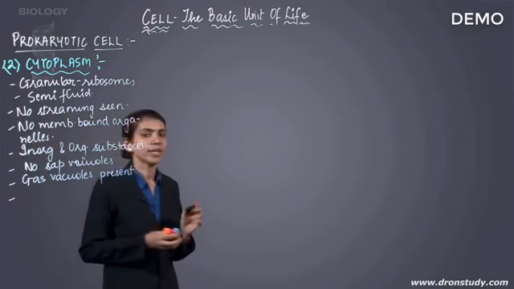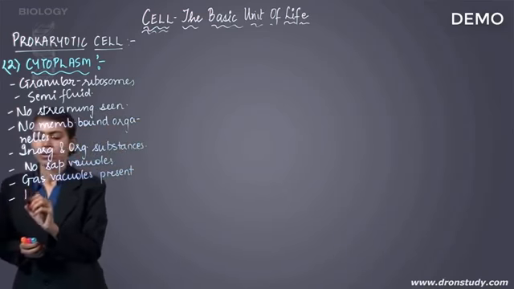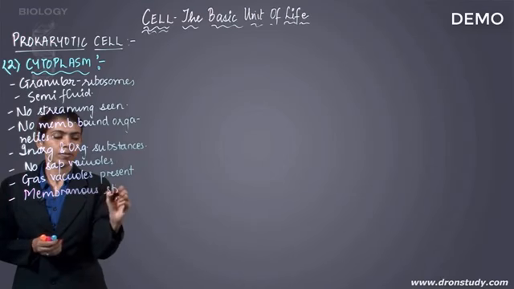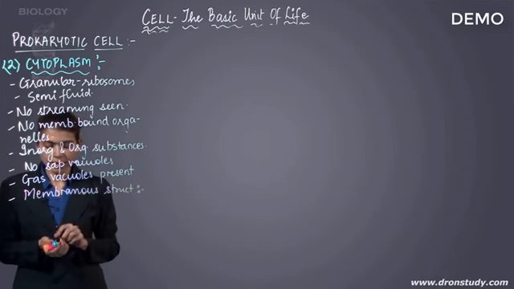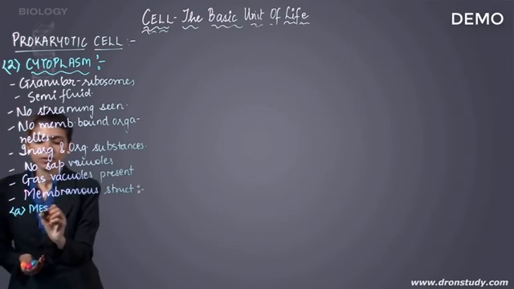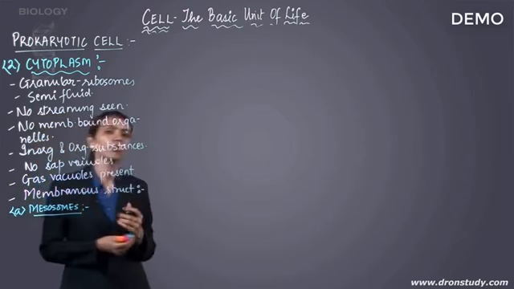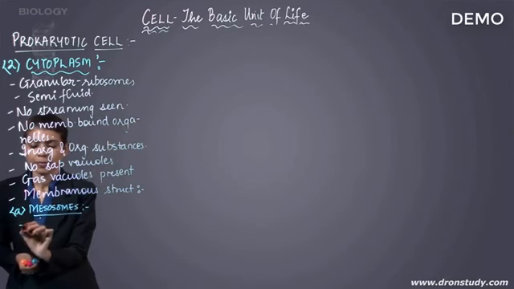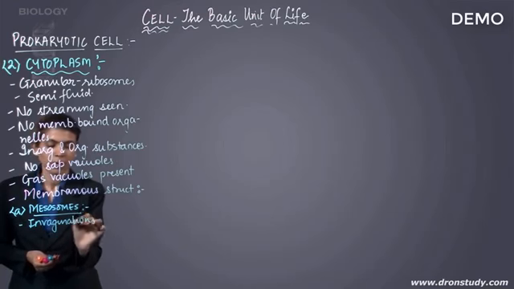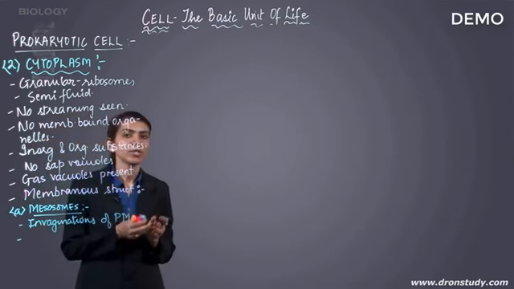Now, as I have mentioned, cytoplasm will show certain structures which are membranous. There are two such structures, so let us talk about them. Membranous structures seen are, the first is called mesosomes. Mesosomes are basically invaginations or infoldings of the plasma membrane. So these are formed from the plasma membrane. There are two types of mesosomes, septal and lateral.